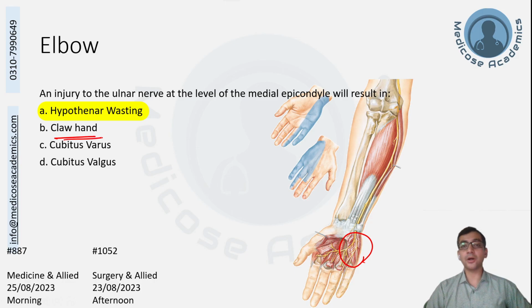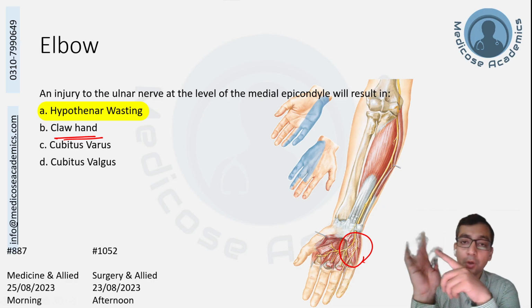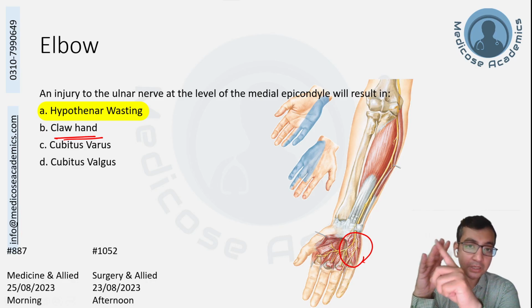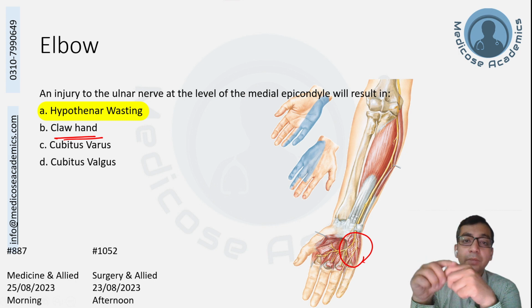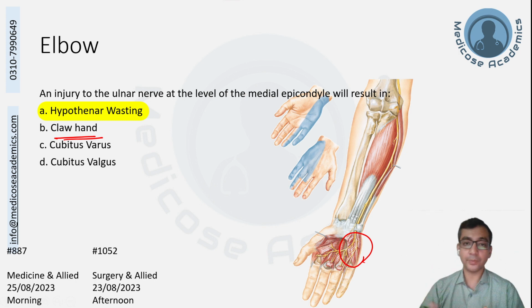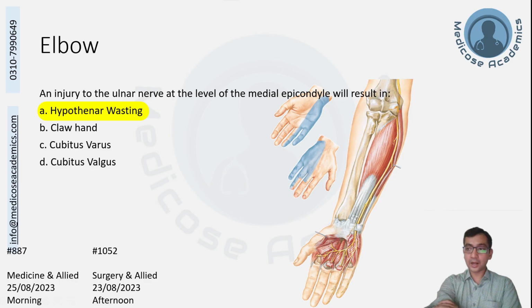Claw hand is technically also correct. The nerve injury will lead to the clawing of these two fingers, the little and the ring finger. So there will be ulnar claw hand, but ulnar claw hand has not been given, so my preference would go to the hypothenar wasting. Cubitus valgus and cubitus varus are the deformities where the angle of elbow is different and the carrying angle will be increased or decreased.